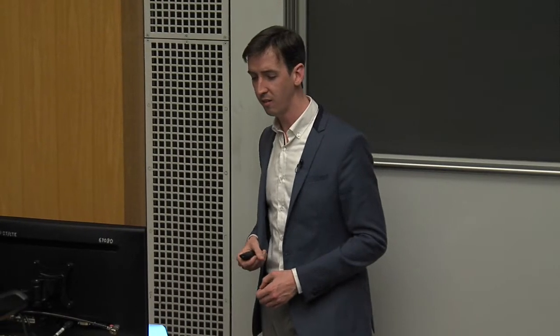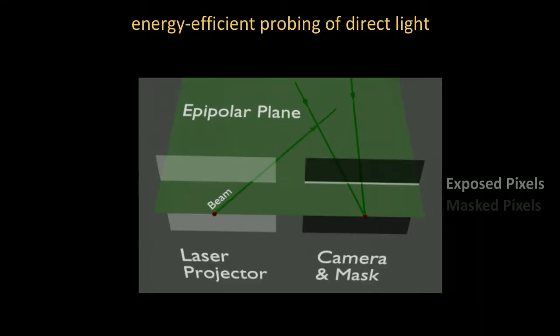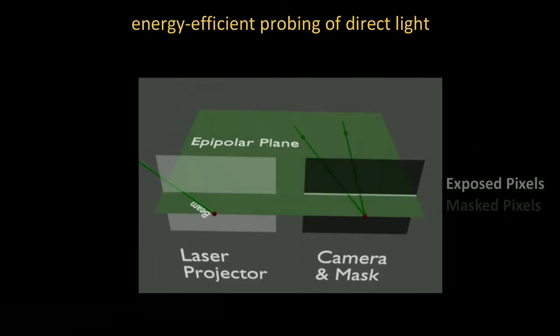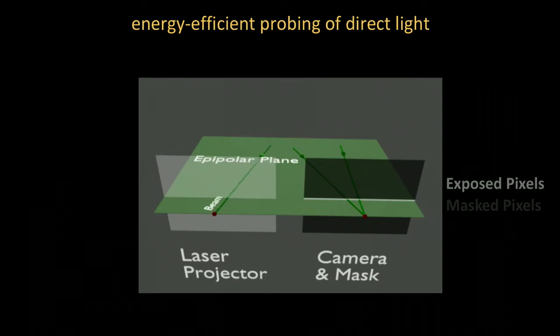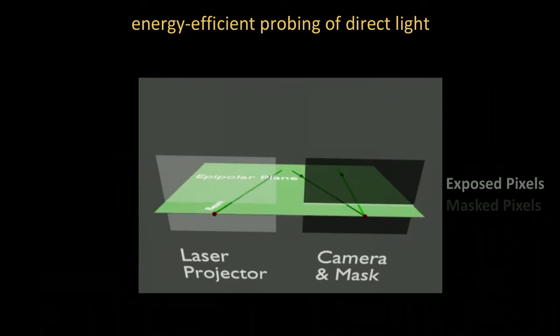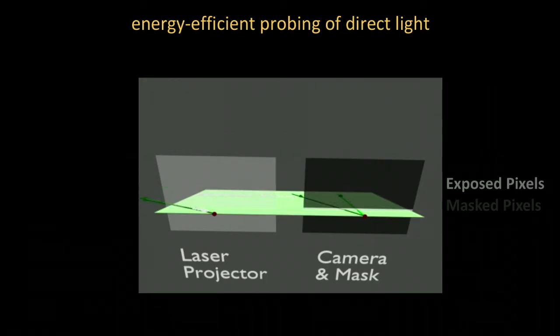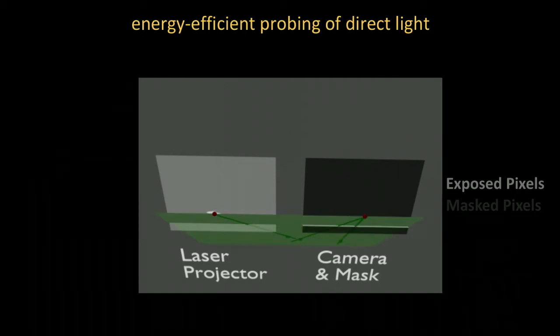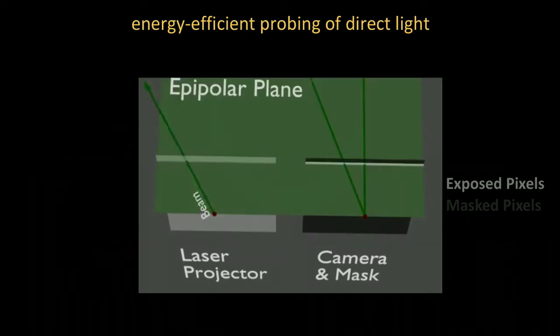And what this setup does is very similar to what we were doing before. In this case, I'm showing you a transport probing technique for capturing the direct light within the scene. It worked by using the laser projector to illuminate the scene one epipolar line at a time. So it's scanning left and right, up and down.